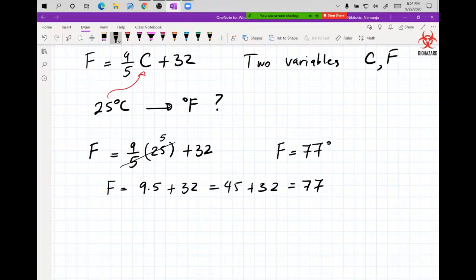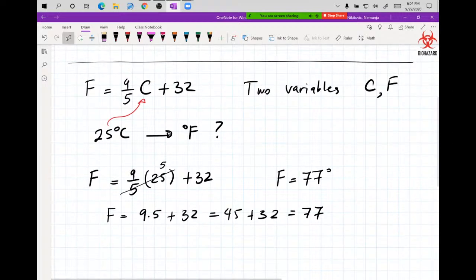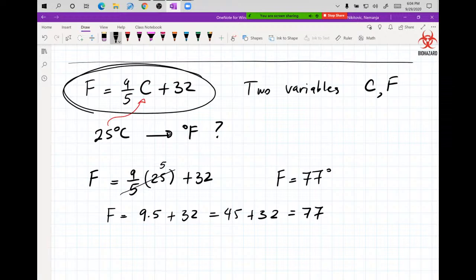So now what you have seen up there is an equation that has two variables in it, and you know what each variable represents, and you can use that to calculate.